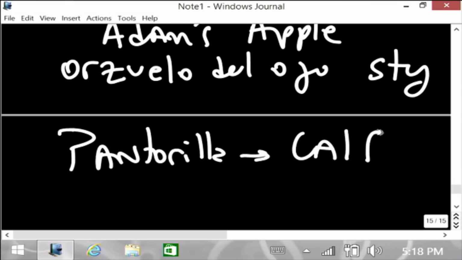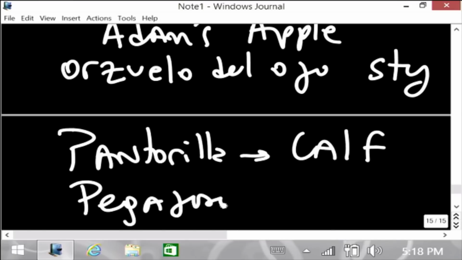It's a calf. There are various ways that you can refer to calf. Generally, pantorrilla is the most common one, okay? Dice pegajoso. That means contagious.